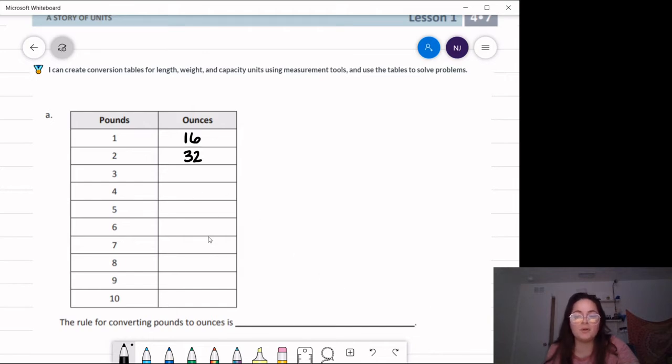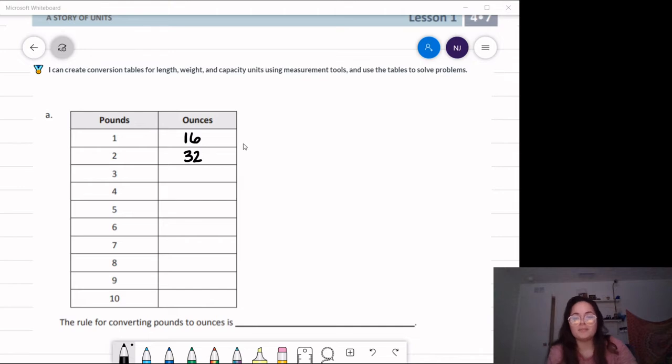All right, so now what I want you to do is fill in the rest of the chart here to tell me how many ounces are equal to 3 pounds, how many ounces are equal to 4 pounds. So go ahead and fill out the rest of the chart, and then you can pause the video and play it whenever you are ready to go over the answer.